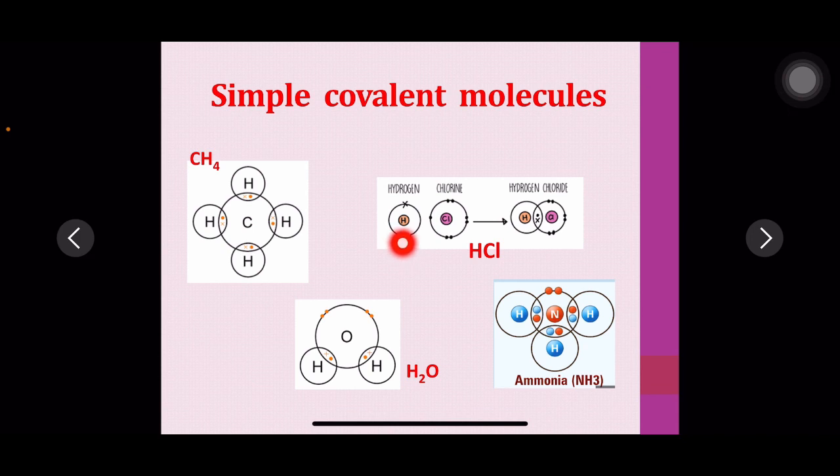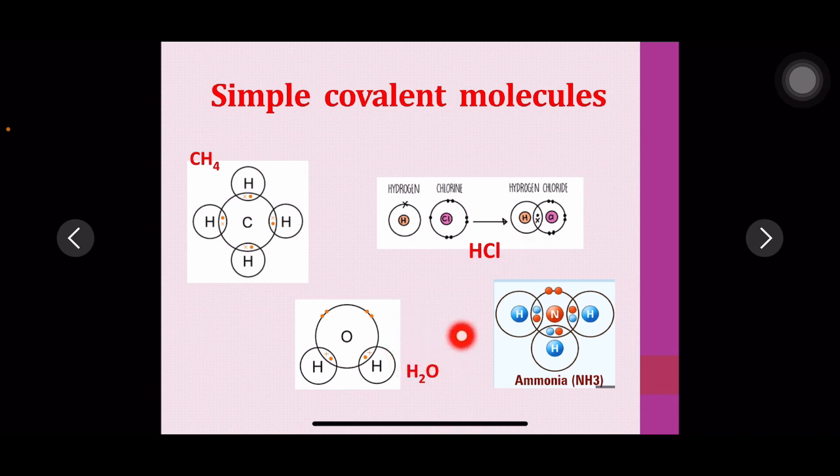Hydrogen has 1 electron in the outer shell and chlorine has 7 electrons in the outer shell. So 1 electron from hydrogen and 1 electron from chlorine will be mutually shared. It's a single bond between HCl.